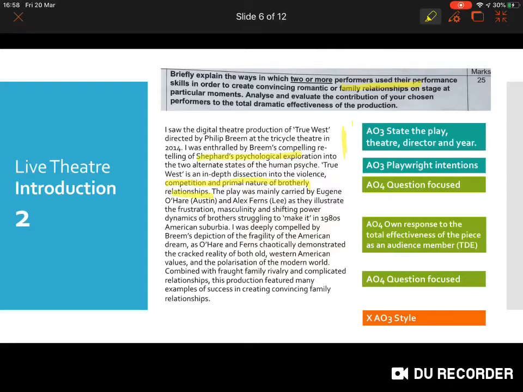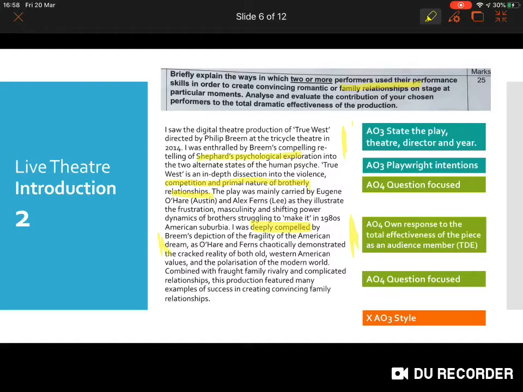There's this key thing about being an audience member. Okay, so I was deeply compelled. There's a nice evaluative line there. And also the analysis of the fragility of the American dream, the chaotic, desperate characters. The context stuff isn't thrown in for no reason. It's thrown in because it links with the brothers. So the old and the new.